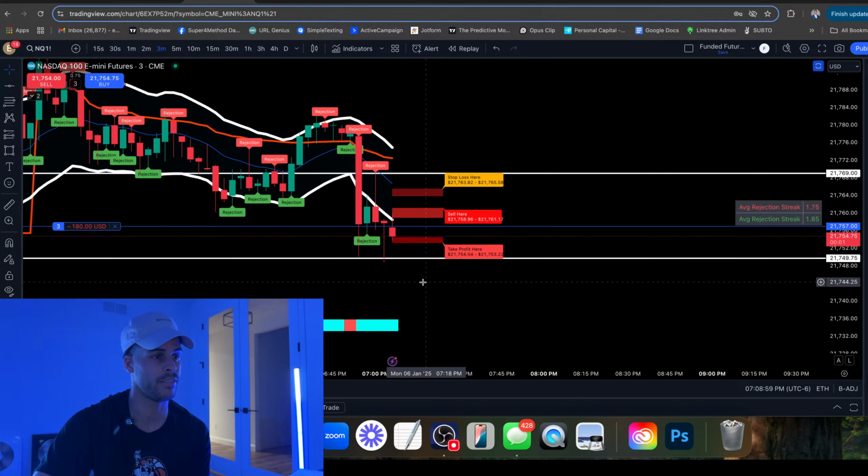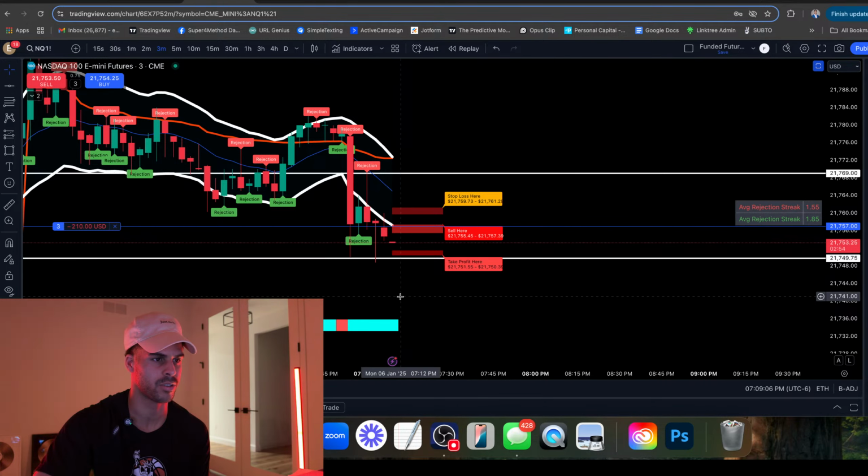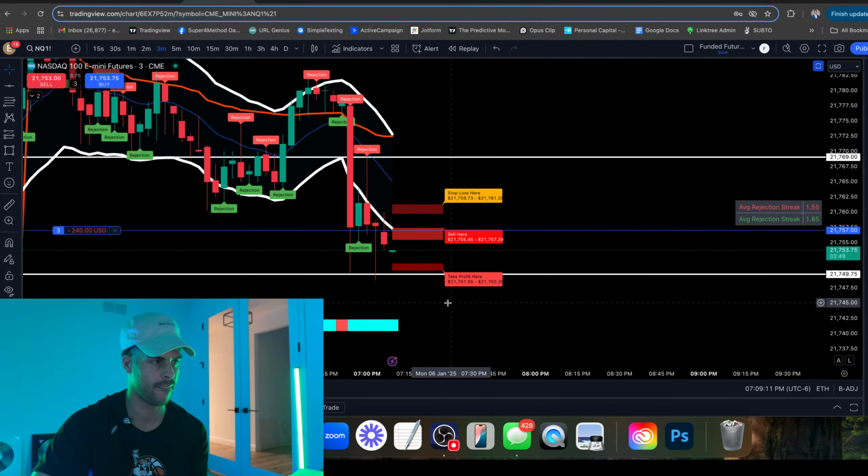Okay, minus 195. Oof, that ain't looking good at all. New candle. We're gonna gap down. That'd be treacherous. Of course, 210 negative naturally. Let's see what we get here.